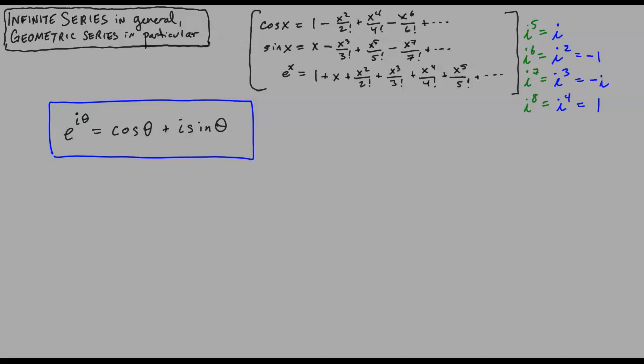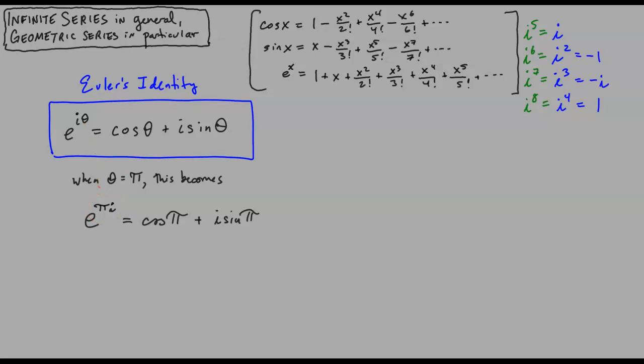Two last things I'll say about this. One is its name. It's often called Euler's identity, at least in this context. The problem is there's probably 10,000 things in mathematics called Euler's identity. He did so much, but this is one of them. And I want to show you one specific case in this identity. When theta equals pi, this becomes e to the pi i is equal to cosine pi plus i sine pi. Well, cosine pi, that's just -1, and sine pi, that's 0. Push this 1 to the other side, and we get e to the pi i plus 1 is 0.